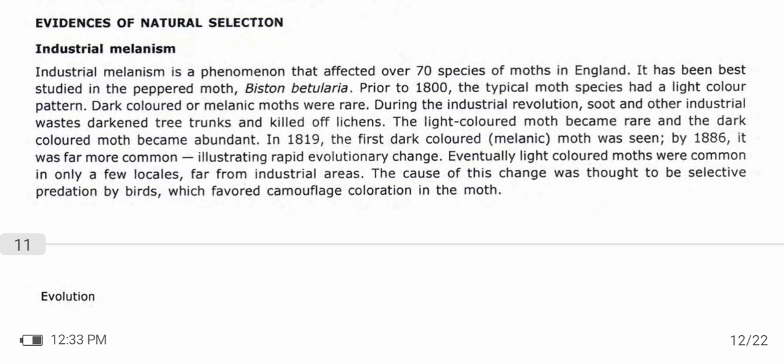In 1848, the first dark-colored, melanic moth was seen. By 1886, it was far more common, illustrating rapid evolutionary change. Eventually, light-colored moths were common only in a few locales far from industrial areas. The cause of this change was thought to be selective predation by birds, which favored camouflage coloration in the moth.